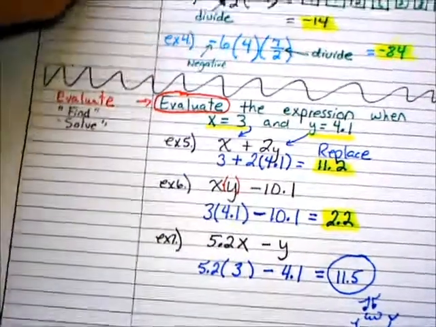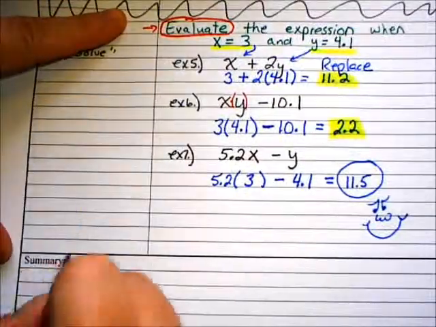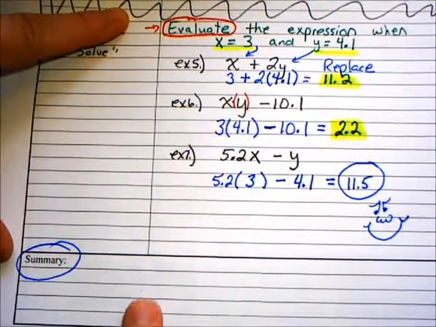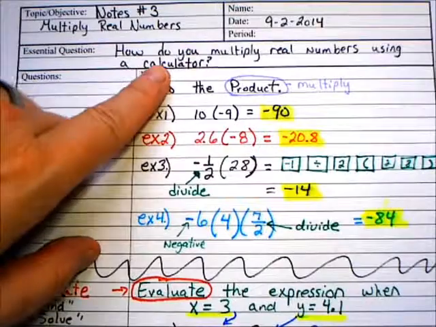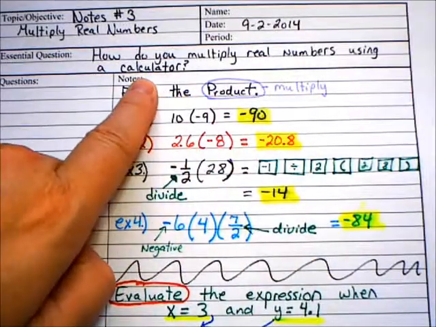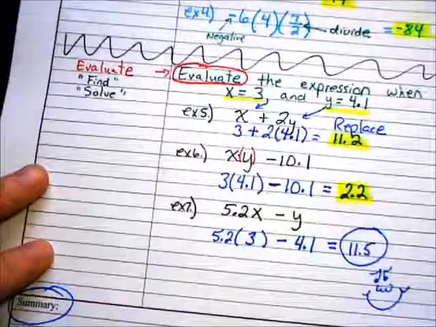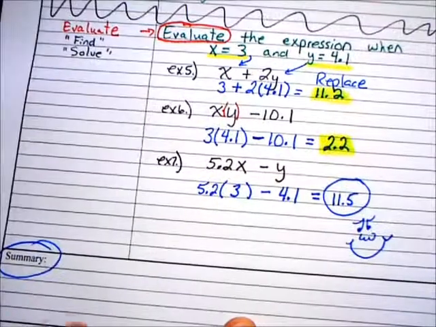Okay, this is our notes. This bottom section is our summary. In the summary section, you are to answer, how do you multiply real numbers using calculators? So I want you to answer this question. Raise your hand and I'll give you your worksheet.